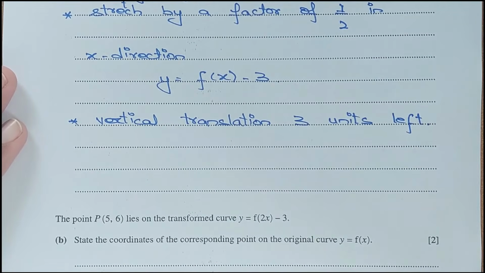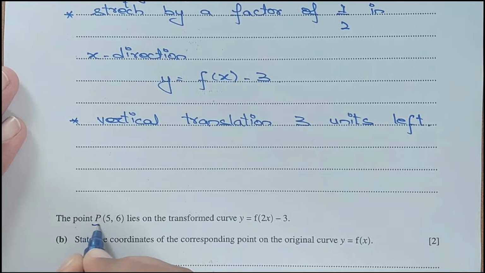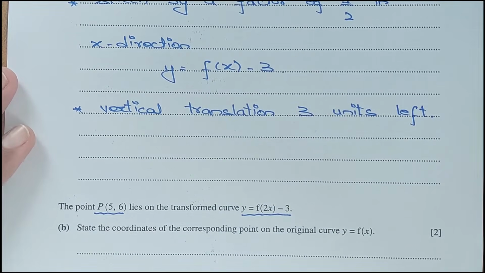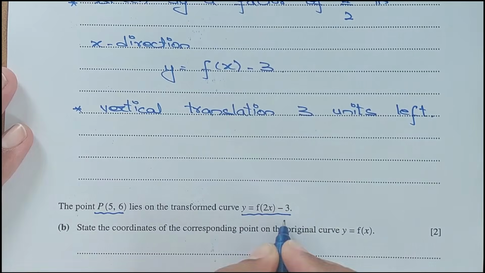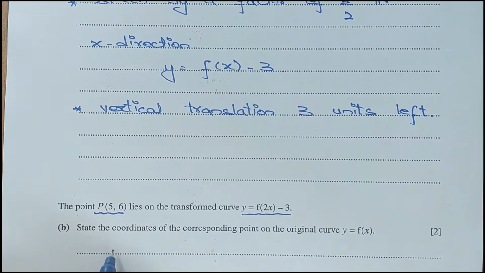Now for the second part, the point P, which is (5, 6), lies on the transformed curve y equals f of 2x minus 3. Part B, state the coordinates of the corresponding point on the original curve. So this point P lies on the transformed curve, and we have to find the coordinates on the original curve. As we know, this point P lies on y equals f of 2x minus 3.